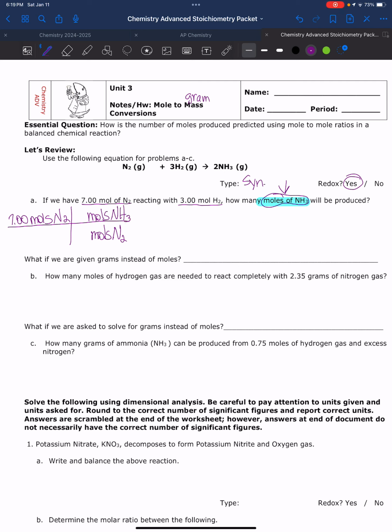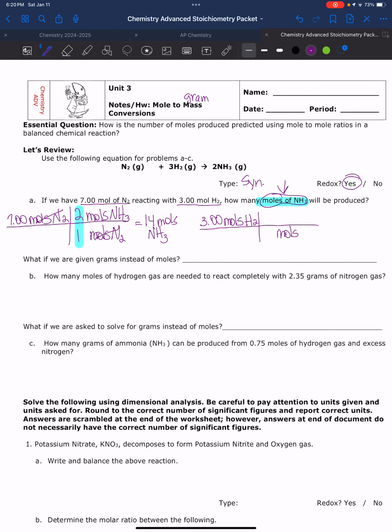Okay, the numbers that go in these blanks come from the coefficients of the reaction. So the coefficient for NH3 is a 2, and the coefficient for N2 is a 1. So my moles of nitrogen cancel, and I say 7 times 2 is 14 moles of NH3. So I have enough nitrogen to make 14 moles of ammonia. Let's see how much ammonia we can make with 3 moles of hydrogen. Let's start our second problem. We have 3 moles of hydrogen.